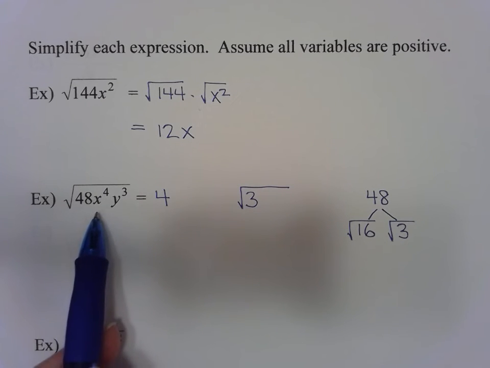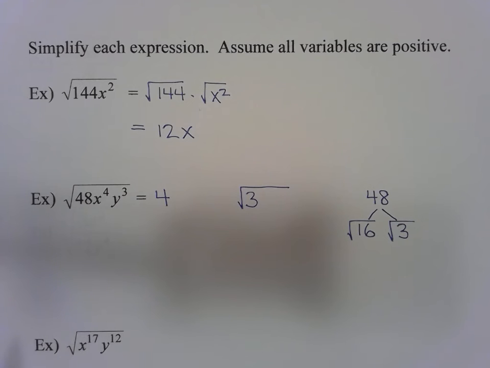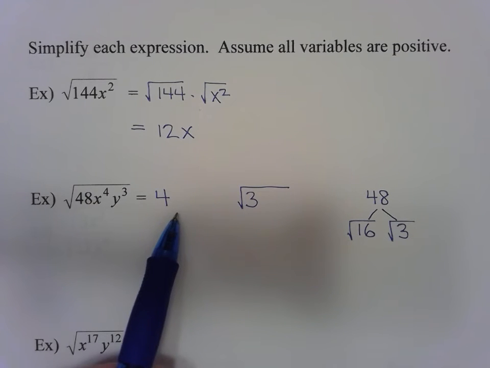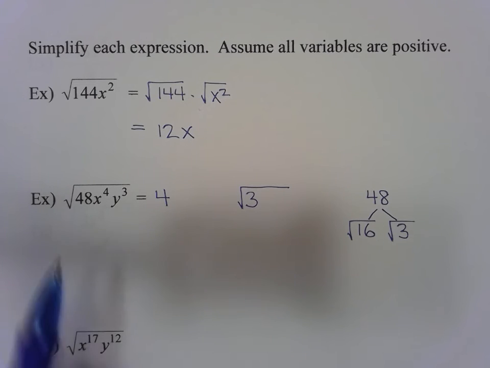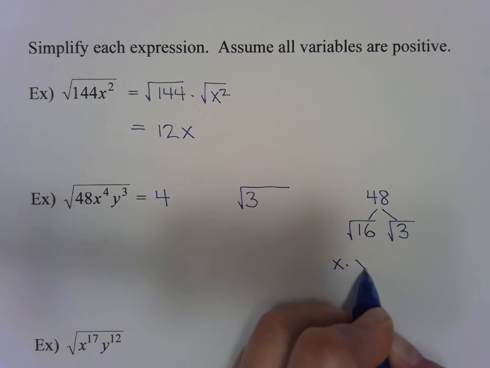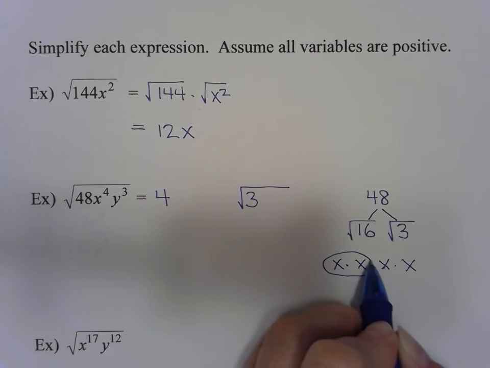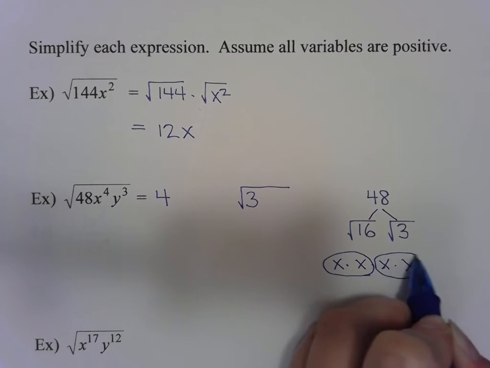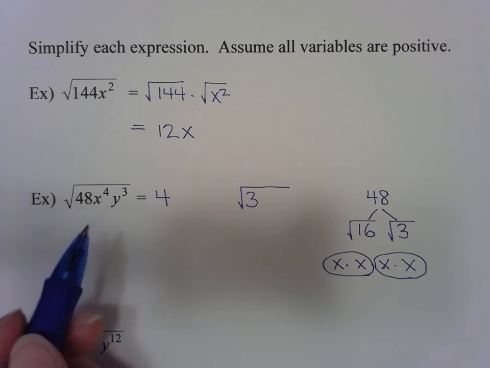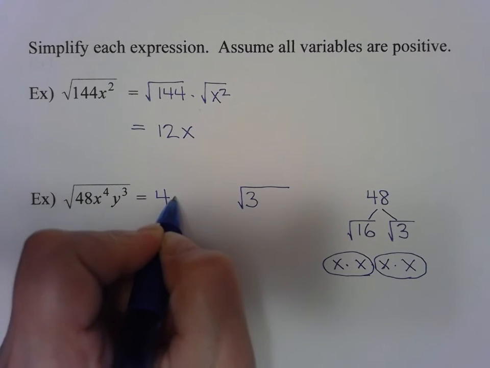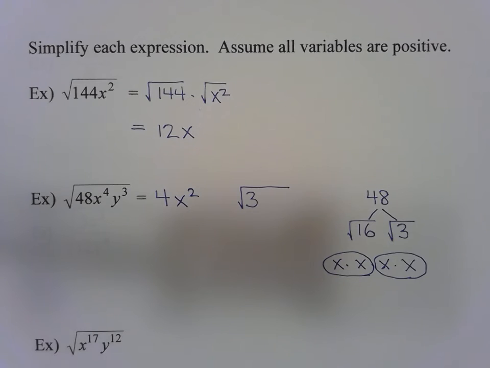Okay, how about for x to the 4th? If I take the square root of x to the 4th, how many x's can come out? Think of cutting it in half if you want. Or think of there being 4 copies of x for each pair, because this is a square root. For every 2 x's, I can bring 1 out. I have 2 pairs, so 2 x's can come out.